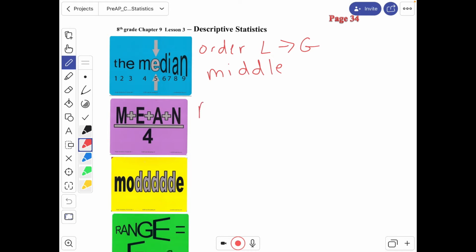For mean, it's another word for average, kind of like how we calculate your grades. You add up all, and then you divide by how many there were. So like there were 4 letters, they're dividing by 4.